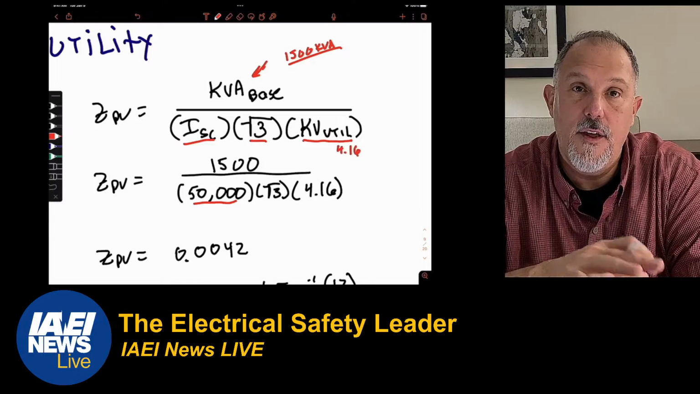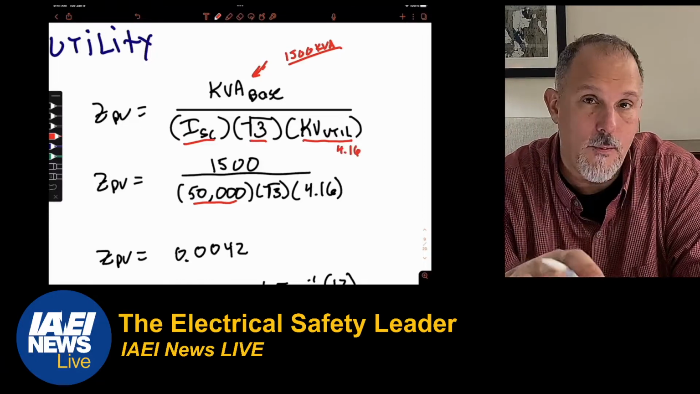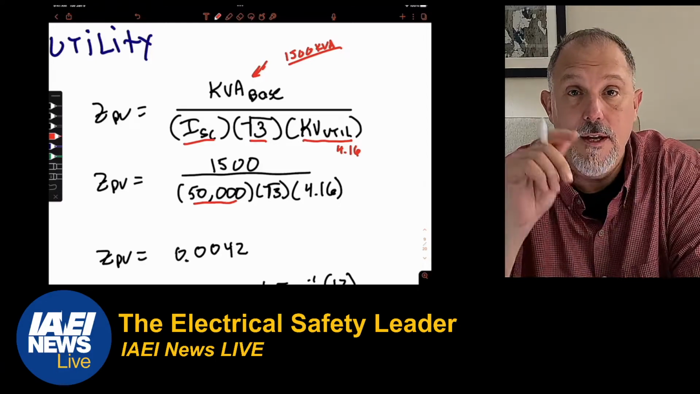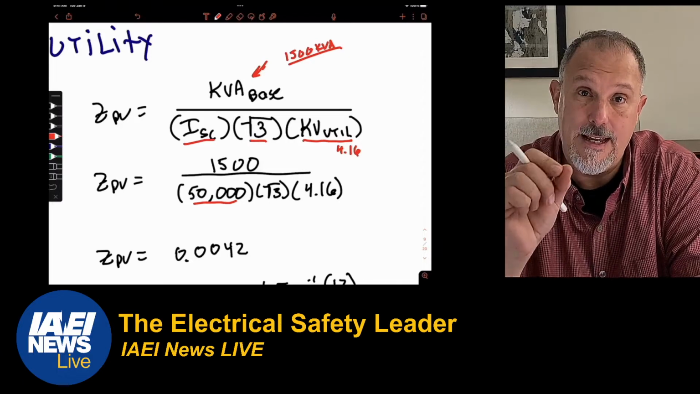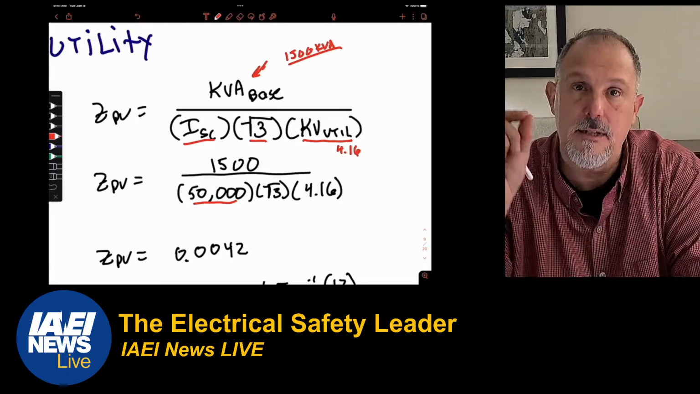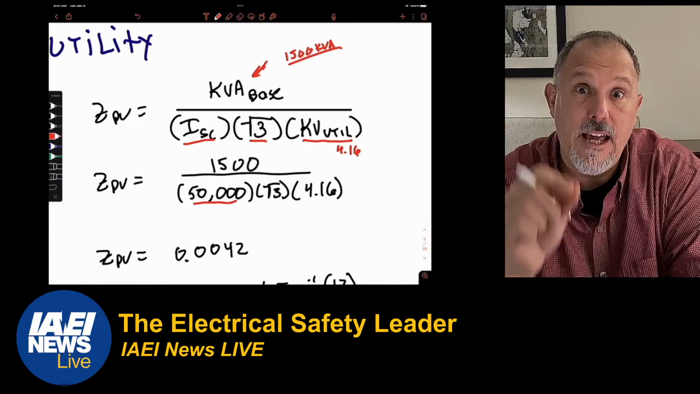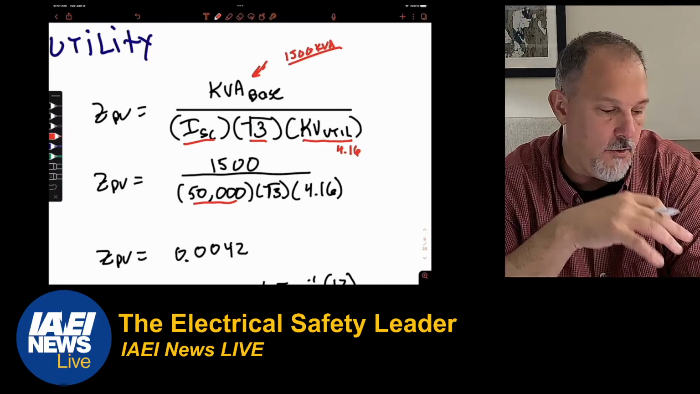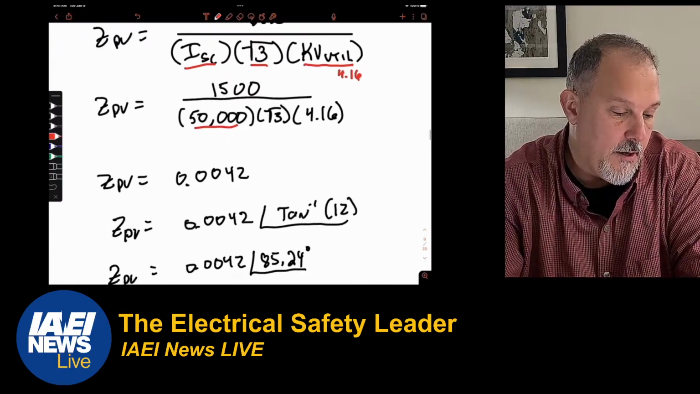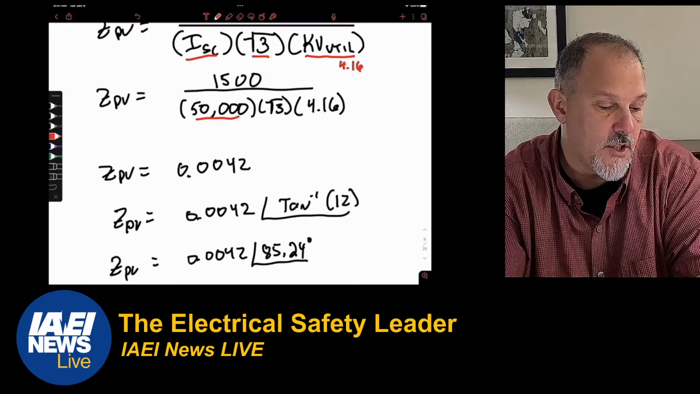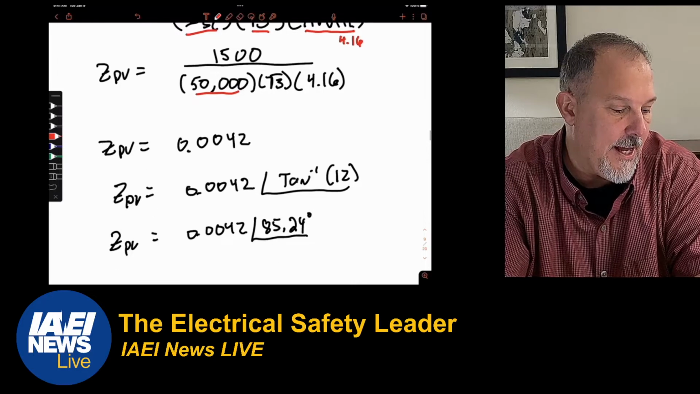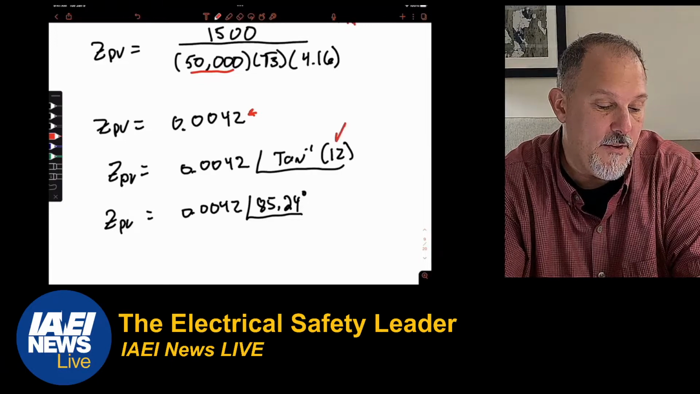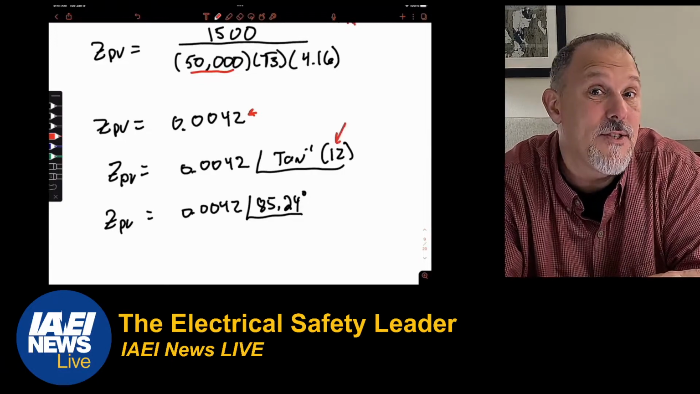4.16. We can derive this, but I'm not going to go through the derivation. If you're interested in the derivation, I can generate that for you, but it's all based on the per unit values. Again, it's I base and Z base, V base, kVA base, all that jazz, that's how we get the Z per unit. When I plug in 50,000, square root of 3, 4.16, 1500 kVA, I get 0.0042.